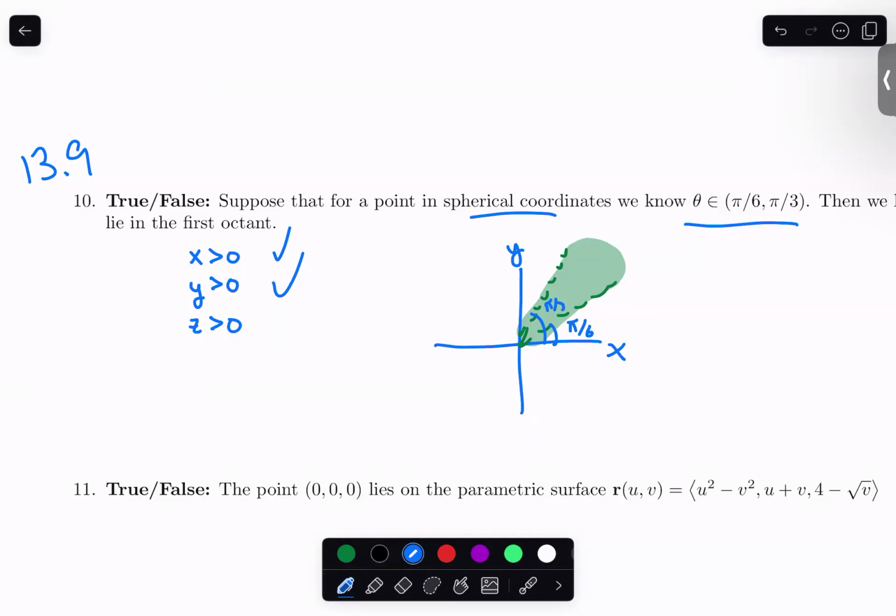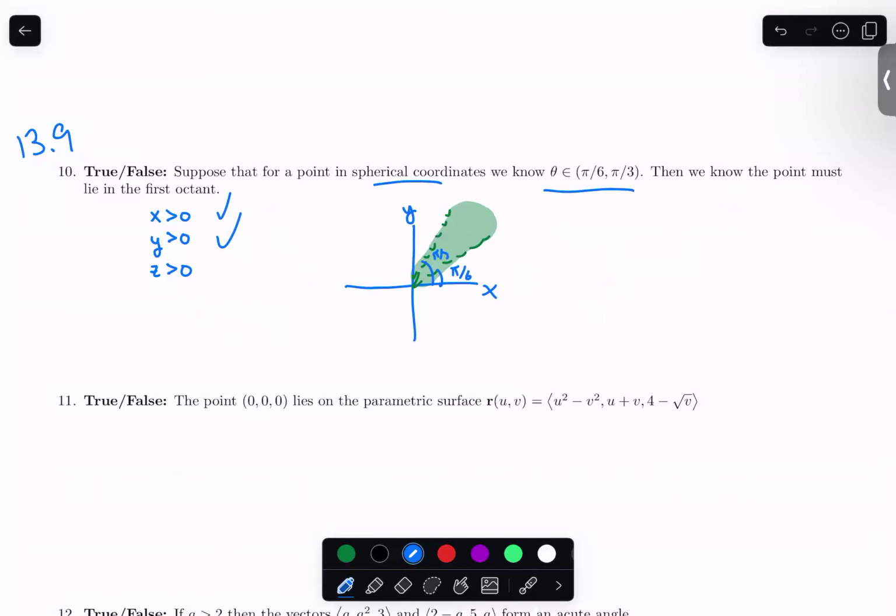If I was from 0 to pi over 2 or something like this, I'd be pointing up, and then I'd be happy. I could guarantee that my z's are positive. But as of right now, my phi could be pointing us down here. We could have a negative z value. So do we know that it must be in the first octant? No, we don't. So the answer here is false.